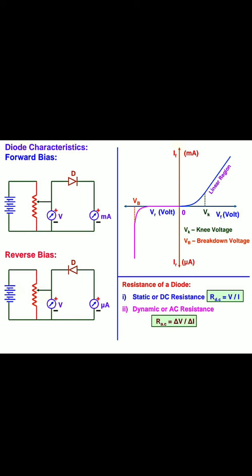And the resistance of a diode, the diode also has a resistance. The static or DC resistance is V by I, and the AC resistance is del V by del I. Del means change, because AC means alternating current; after some interval of time it will change, that's why the delta sign is used. But for DC, direct current, we use only V and I.